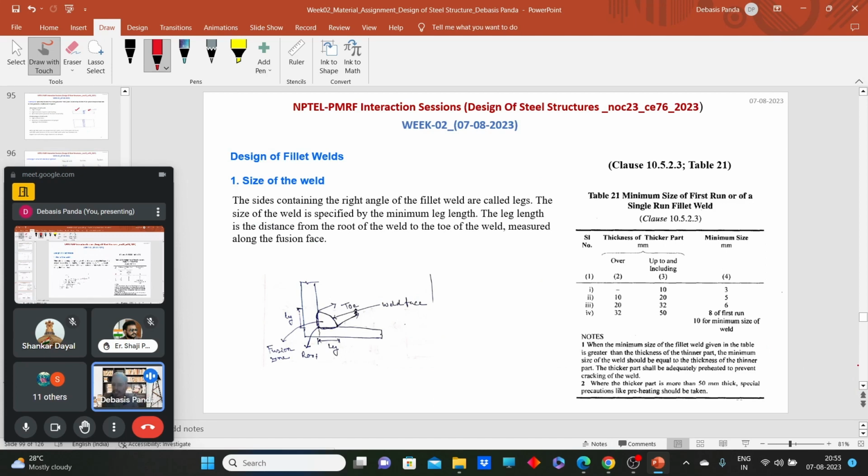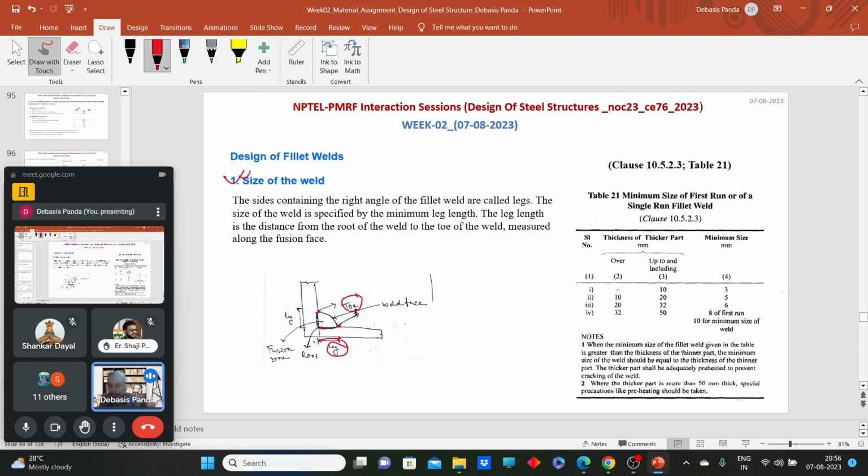So first thing, what should be the size of the weld? Size of this fillet weld. The size of the fillet weld is specified by the minimum leg length. So what do we call the leg length? The distance from these two parts is called the toe. Toe of the weld, fillet weld. And the end of this part is called the root. So the distance between root and toe is called the leg. And the size of the weld is specified by the minimum leg length.